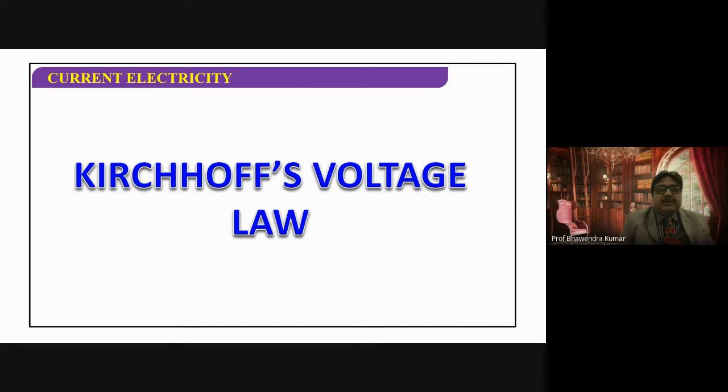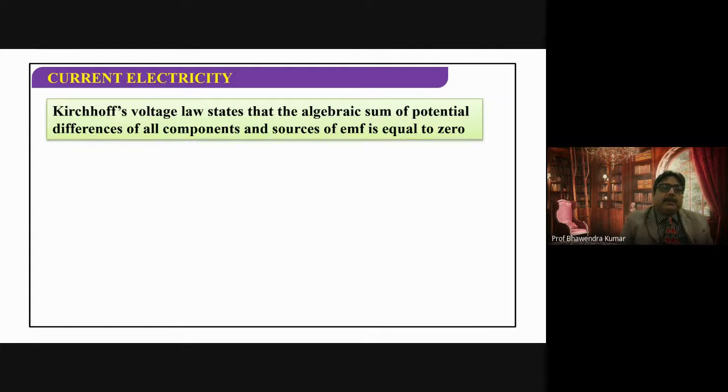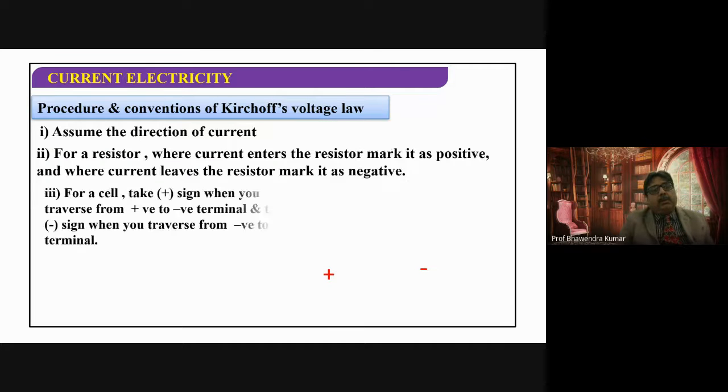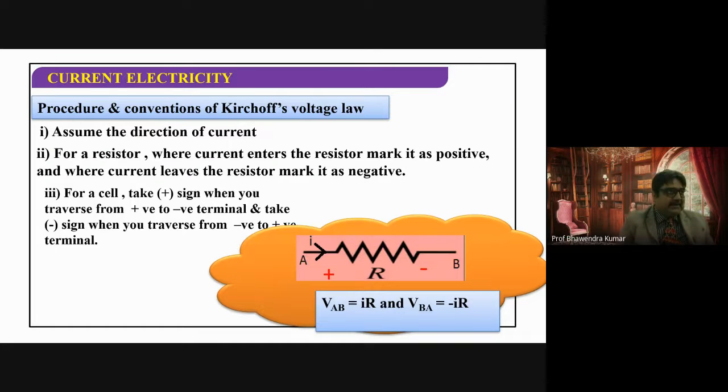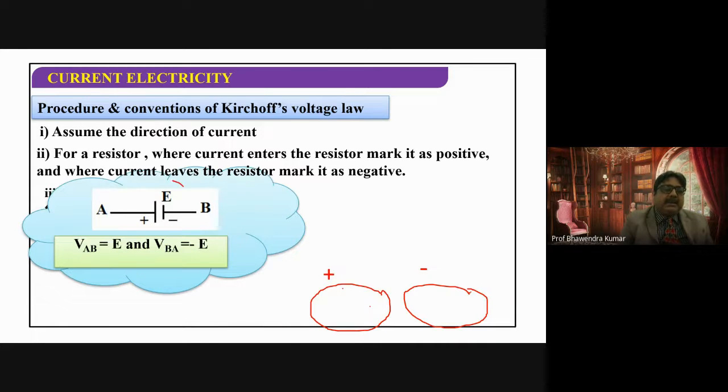Then we had the Kirchhoff's voltage law. I hope you remember it. So in a network, this is a resistance R through which the current I is flowing. So if I go from A to B, I will write plus IR. If I'm going from B to A, I will write minus IR. Is that clear? For a cell, if I'm going from A to B, I will write plus E. If I'm going from B to A, I will write minus E. Any problem to anyone?